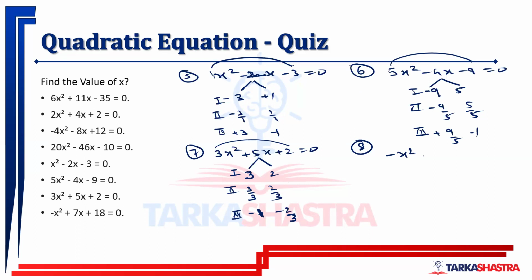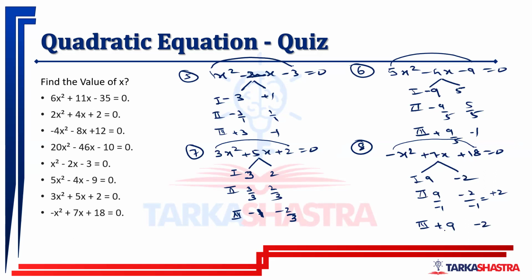Eighth, the last one. We have minus x square plus 7x plus 18 equal to 0. So the product should be minus 18 and the sum should be positive 7. Very easy. Positive 9 and minus 2. Then 9 divided by minus 1, minus 2 divided by minus 1, which is positive 2. Third step, change the sign. Minus will become plus 9 and positive 2 will become negative.